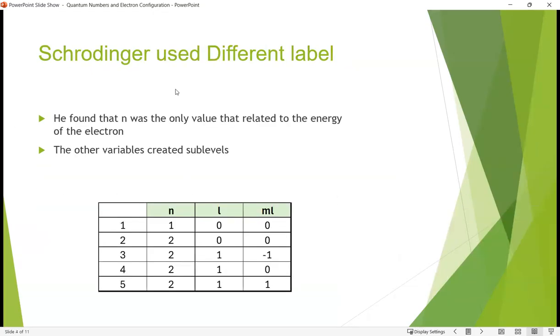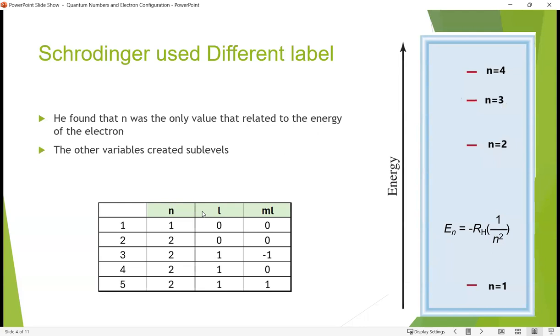And so Schrodinger didn't use those labels A, B, C. He used N, L, and ML. Those are the three quantum numbers that come from quantum mechanics. And what they're going to do is describe the electron: where the electron is and the properties of the electron. And the first one is energy. And it ends up energy is only described by this N. And so what we get is that when N equals 1, we get the low energy state, and we get N equal 2, N equal 3, and get these smaller and smaller jumps.